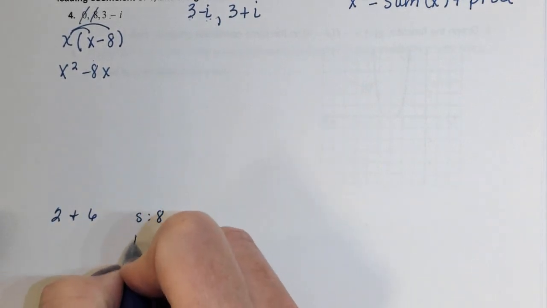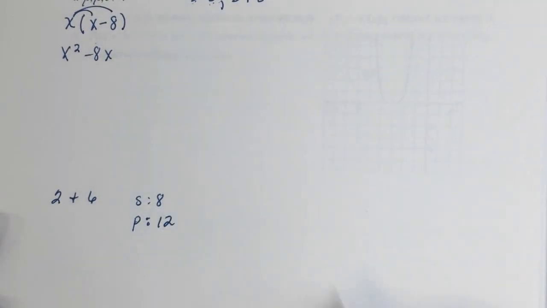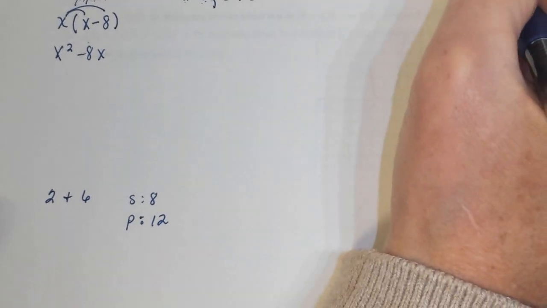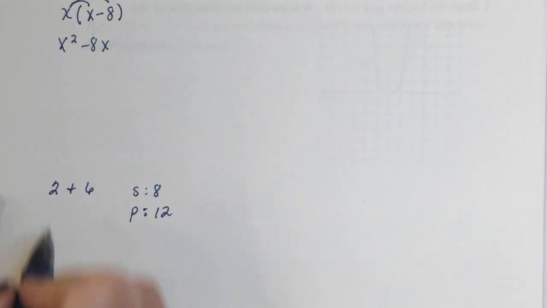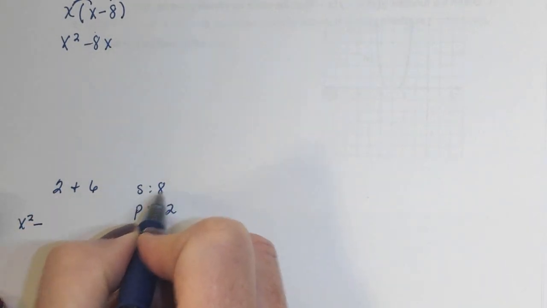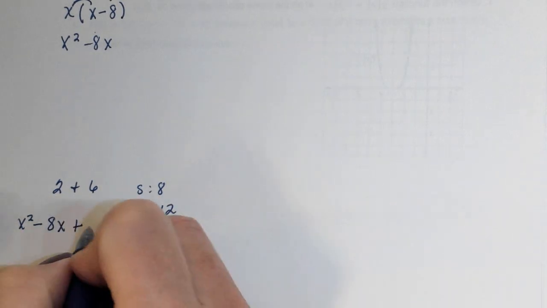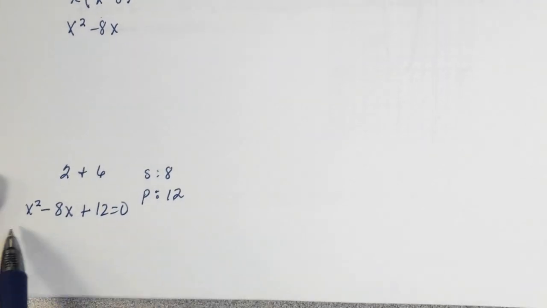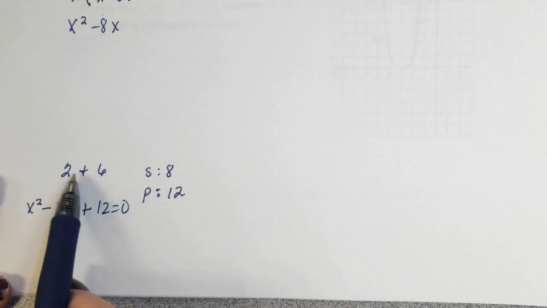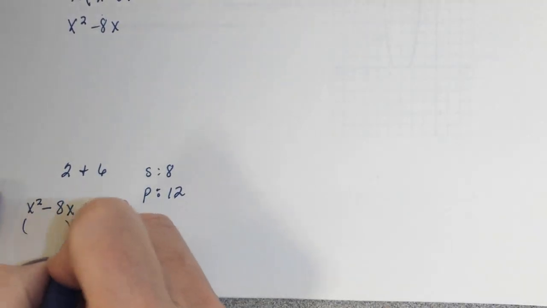8. What's the product? That means multiply. 12, right? So that means that the quadratic that would have these solutions must be x squared minus the sum x plus the product 12. If we started with this, we will get solutions of 2 and 6. Let's show that. I factor this, right?